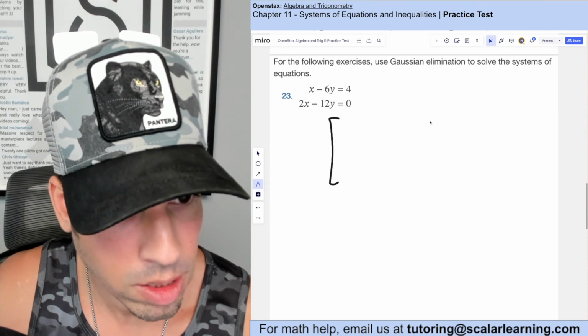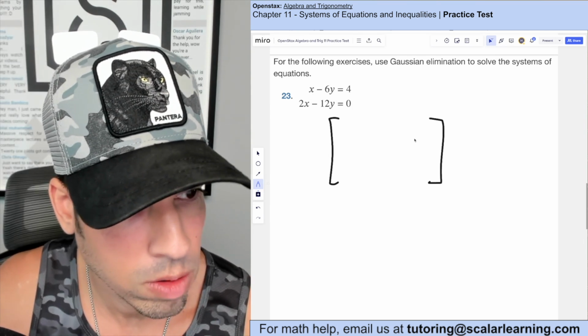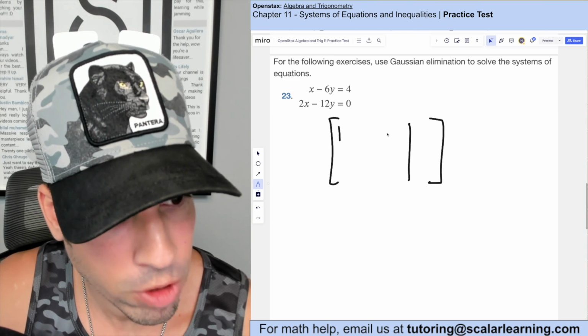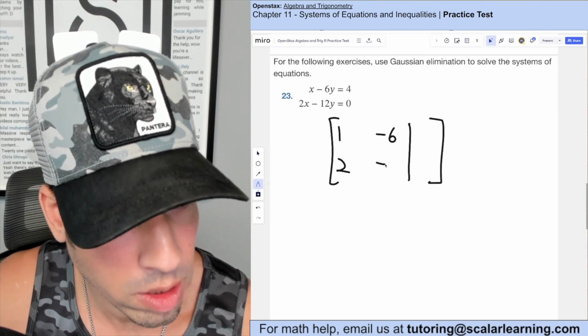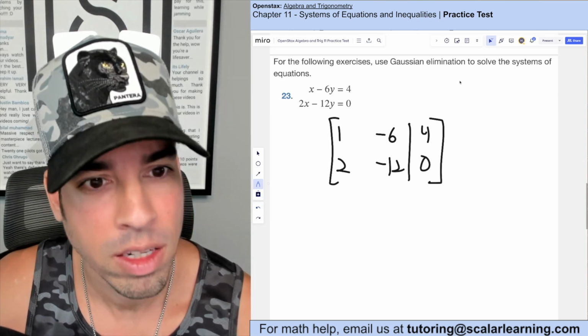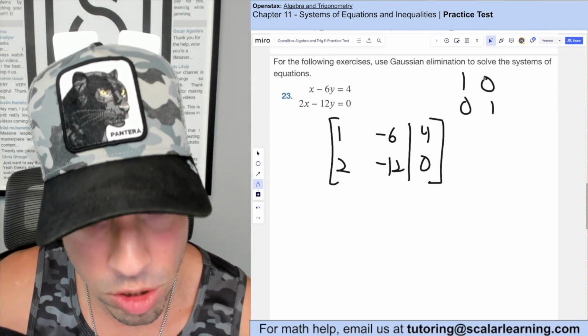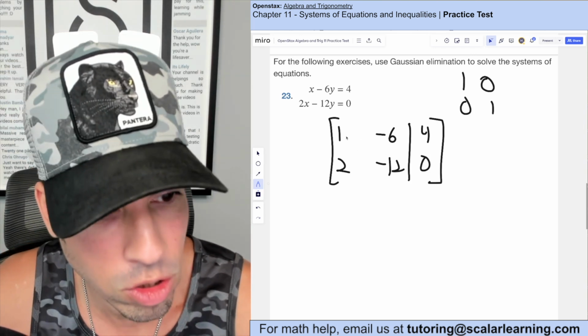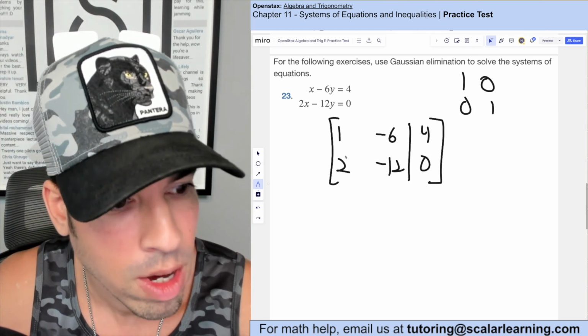Here we're going to do a little Gaussian elimination to solve this. So let me show you how we set it up. So first we do a nice little matrix, and we got the coefficients 1, -6, 2, -12, and we got a 4 and a 0. And the idea is to get this into 1, 1, 0, 0. Once we have that, we have our solutions. So I already got a 1 here. That's beautiful. I need to zero this out.